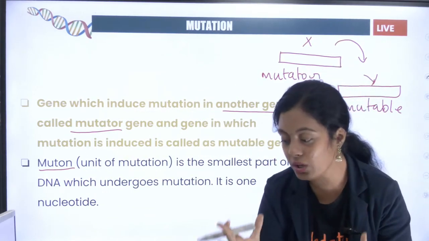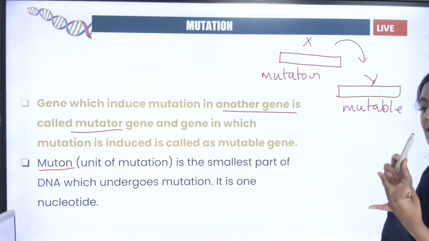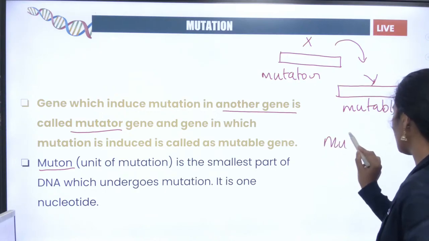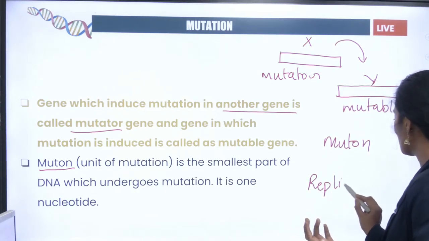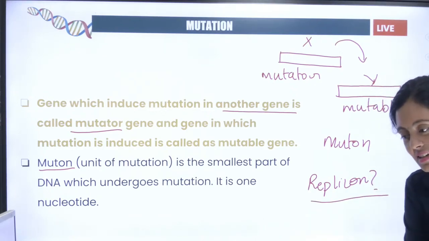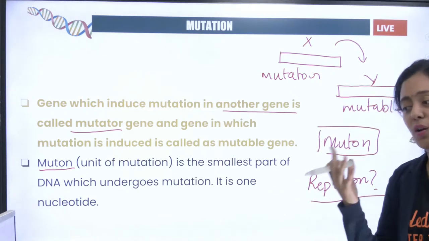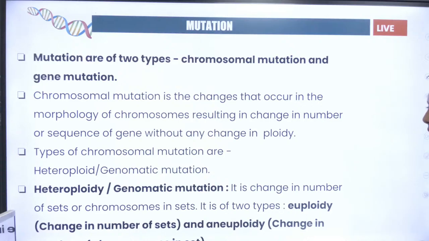Okay, we call it a unit of mutation. So, what have you studied: mutator, mutable, muton. Now a question comes to mind: what is replicon, muton? I thought I could ask you what a replicon is, which we studied in molecular basis of inheritance. Can anyone tell me? Muton is the part of your DNA which undergoes mutation. Then what is replicon? Let me see how many of you will answer.